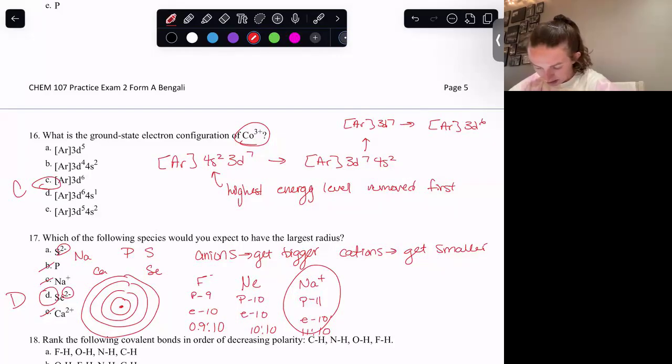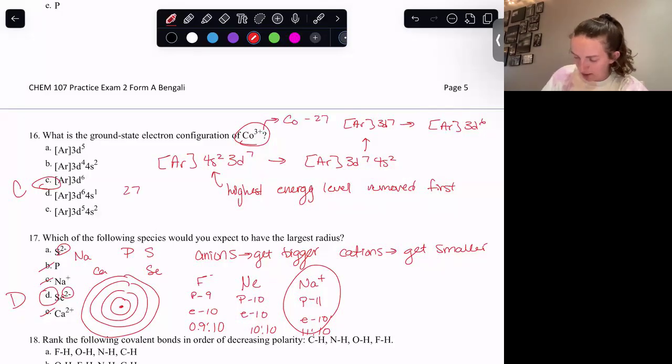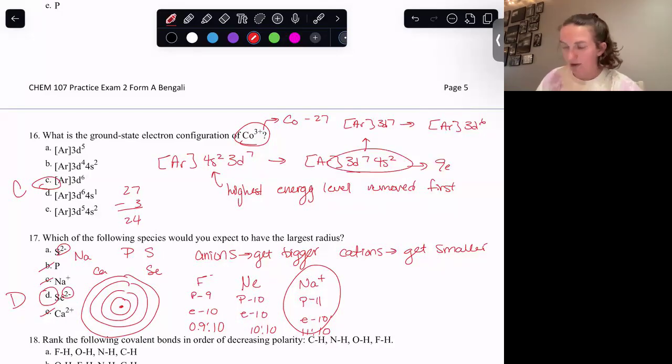And then you also just want to make sure that you have the correct number of electrons as well. So cobalt is number 27. So if we have 27 minus 3, we need 24 electrons. So if we started off here, we had 9 valence electrons, minus 3, we want 6 valence electrons. For A, we only have 5. For B, we have 6. For C, we have 6. For D, we have 7. And for E, we have 7.